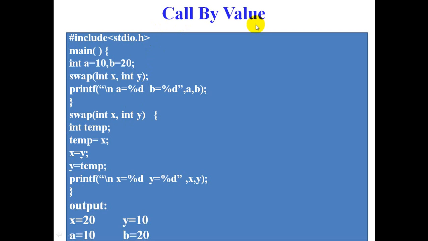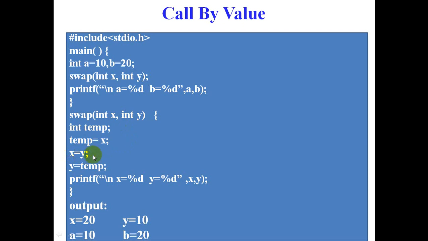Here in call by value, we are sending values from actual parameters to formal parameters. That is, a copy of the values of actual parameters will be sent to formal parameters. Now the value of x is 10 and the value of y is 20. Here I am assigning the value of x to temp. So the value of x is 10 and 10 will be assigned to temp. In the next, x equal to y. The value of y is 20.